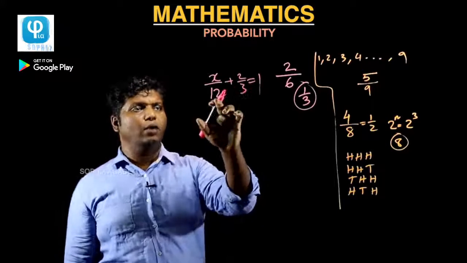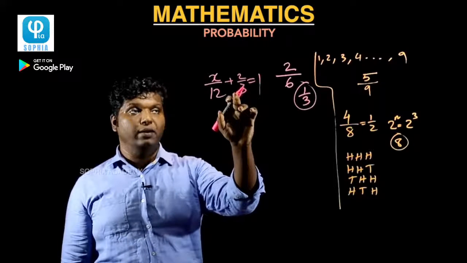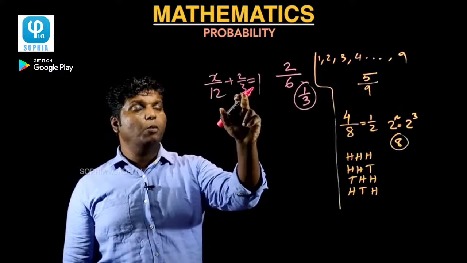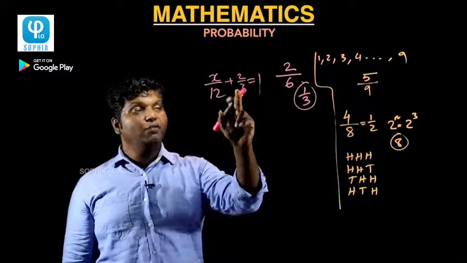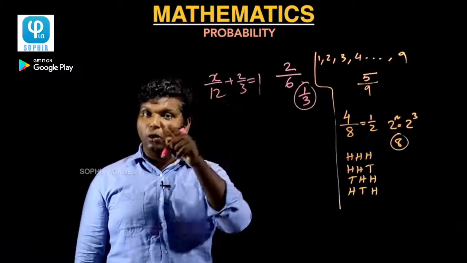I'm just changing this here. Already it is 12. So I wish to bring this denominator part into 12. So very simply you can solve this. Tell me, if you want to bring this denominator part into 12, what should you do? You have to multiply the denominator by 4. And if you are multiplying the denominator by 4, definitely you have to multiply the numerator also by 4.